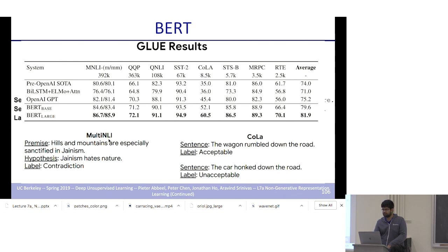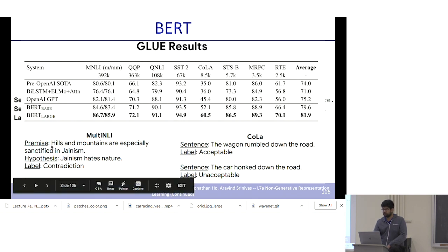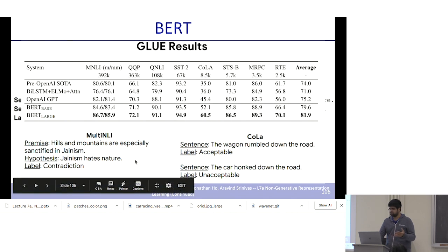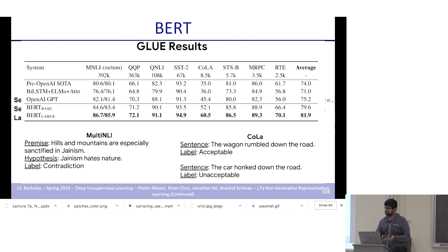For instance, MultiNLI is a task where you have a premise, and then you have a hypothesis, and you have to label if it's a contradiction or not. It's actually really cool, because these are very logical statements. You have to make logical deductions. People who are big fans of symbolic AI would just say deep learning can never do all this, it's just pattern matching. But it's actually doing well. So pattern matching isn't a bad thing.